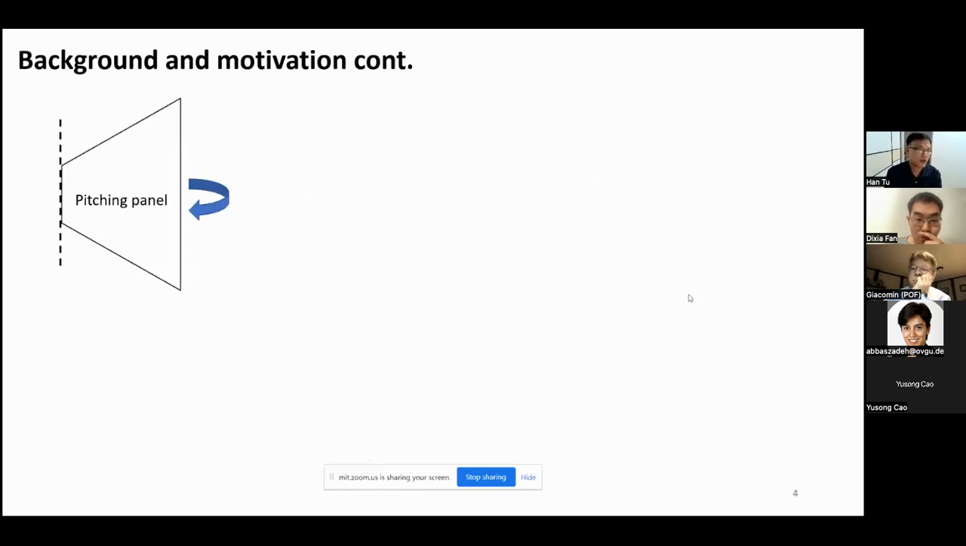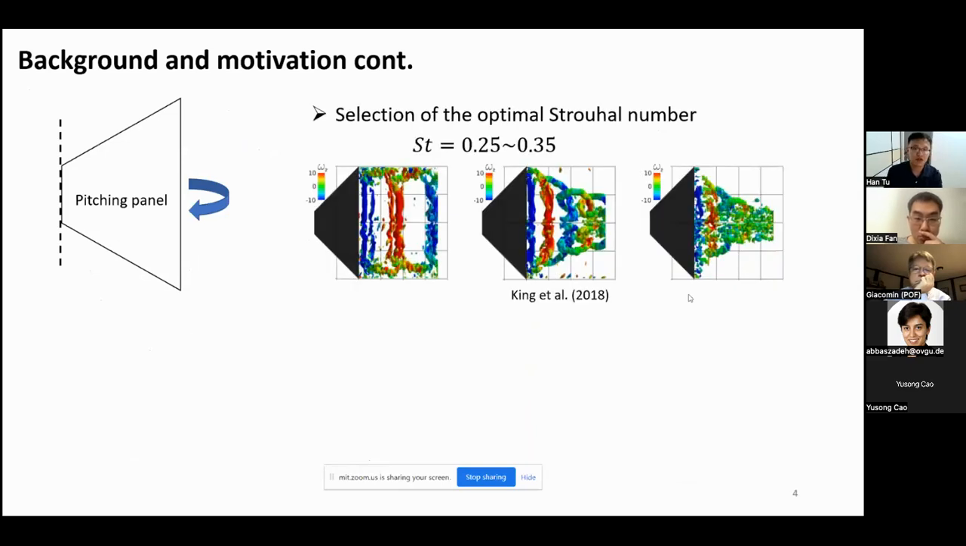From the best of my knowledge, I think there are at least two main branches of the study of flapping panels. The first one is the selection of the optimal Strouhal number. It is well known that the optimal range of Strouhal number is from 0.25 to 0.35. And in this range, the fish can cruise with high efficiency. Here, I'd like to cite the work of Melissa's group, not only because I was her student, but also because the group has done many nice works here. King et al. in 2018 reported the phase-averaged wake structures at different Strouhal numbers, from left to right, with an increasing Strouhal number.